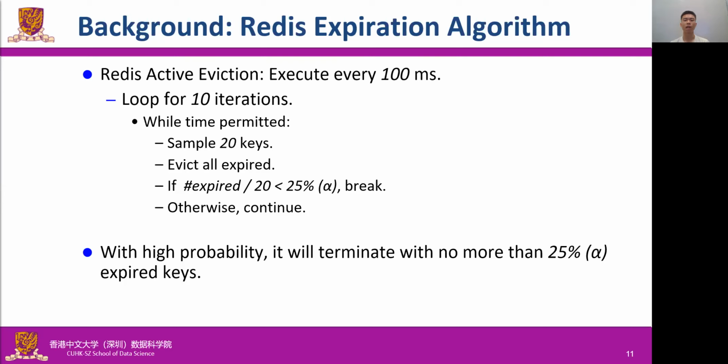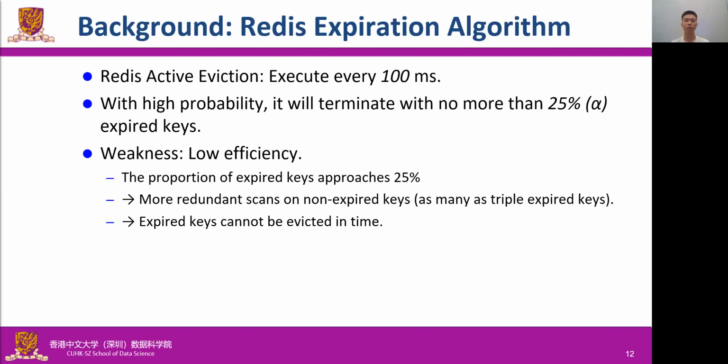Consequently, Redis active eviction is likely to terminate with no more than 25% expired keys. The main drawback of the randomized sampling is its low efficiency. As the proportion of expired keys approaches 25%, more redundant scans on non-expired keys will occur. That might be even triple the number of expired keys. As a result, it may fail to evict expired keys in time.